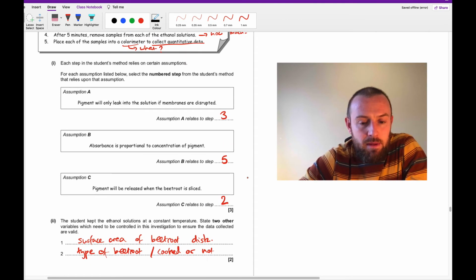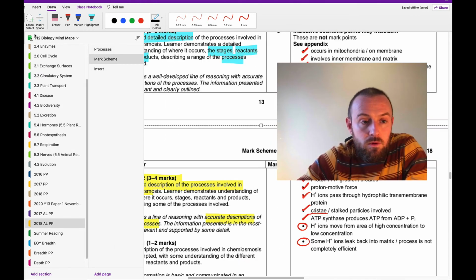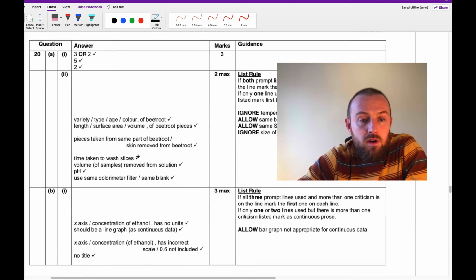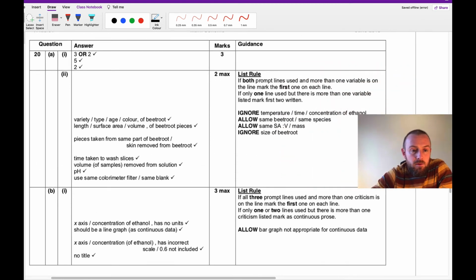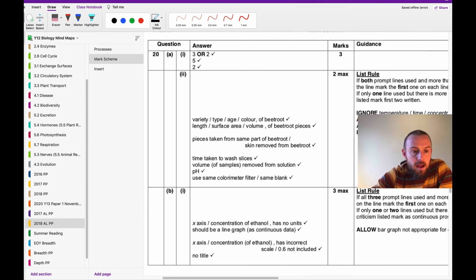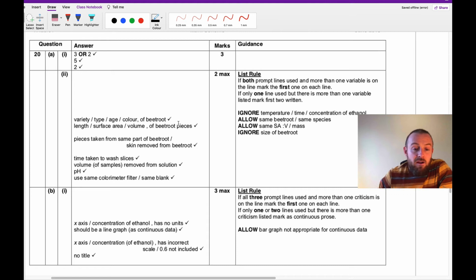Let's have a look at the mark scheme now and just check that we got those right in that second part. Okay, so here's the mark scheme. So 352, is that what I said? 352, yeah, that's right. And then here are the variables. They've probably got a lot of different variables. So type of beetroot, yeah, that's 1. The surface area of the beetroot pieces, that's the second one.